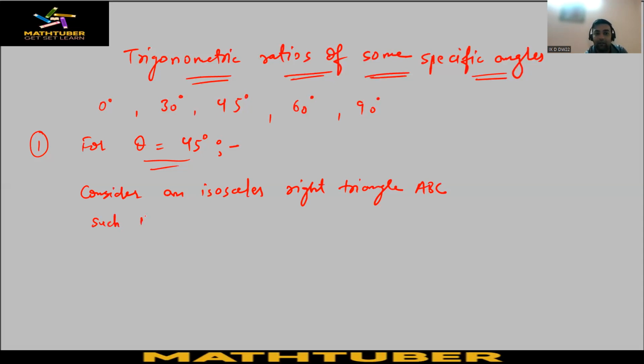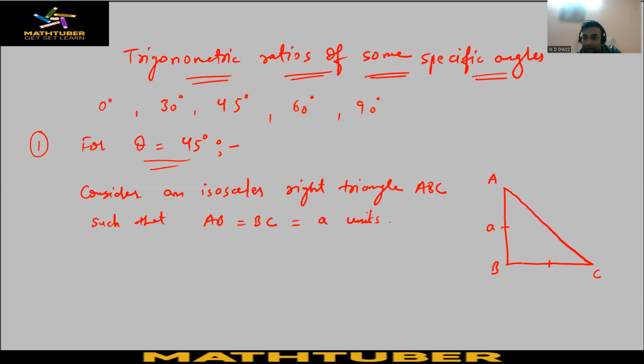such that AB is equal to BC is equal to, let us say, A units. Right. So we have taken the side as A units. So we will form a triangle here having two sides equal. So AB is equal to BC, which means this side is equal to this side. This is of A units and this is also of A units. And angle B is 90 degree here.